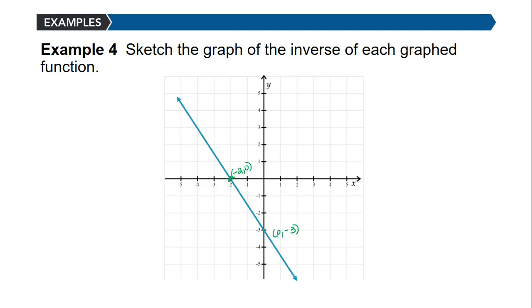On the inverse function then, I need to reverse the order, right? If (a, b) is on the graph of f, then (b, a) is on the graph of the inverse. Therefore, (negative 2, 0) would have a point (0, negative 2) on the inverse. (0, negative 3), when I interchange those x and y values, it would be (negative 3, 0). So if I draw this line that connects those 2 points, I would get the graph of the inverse function.